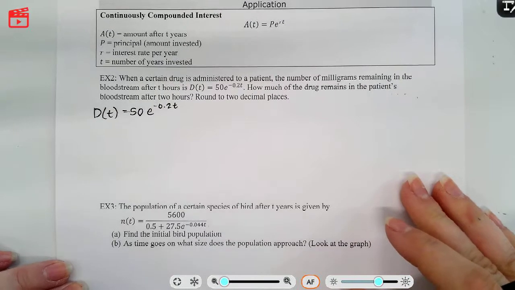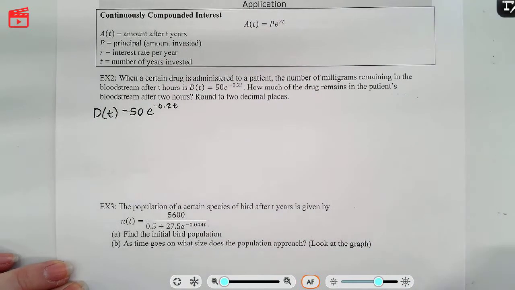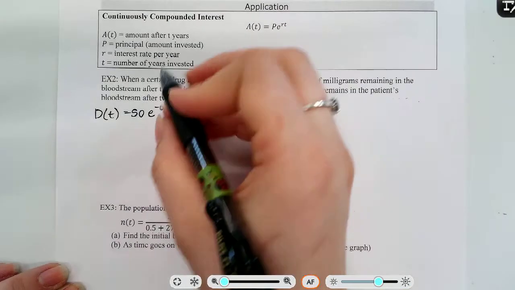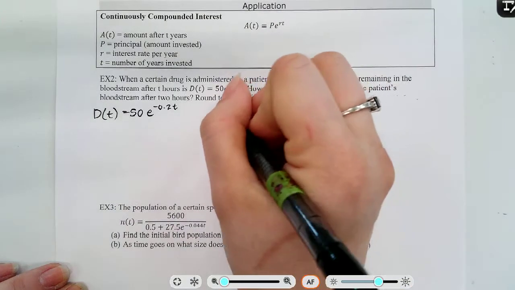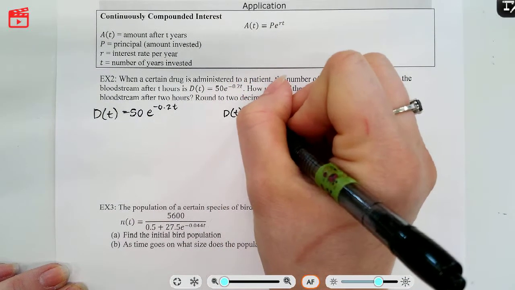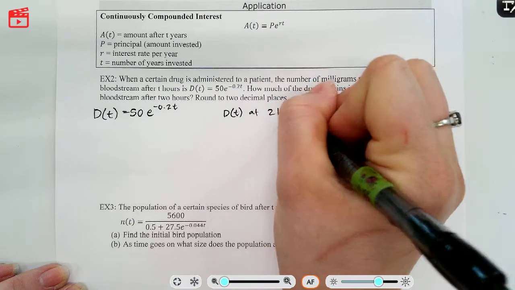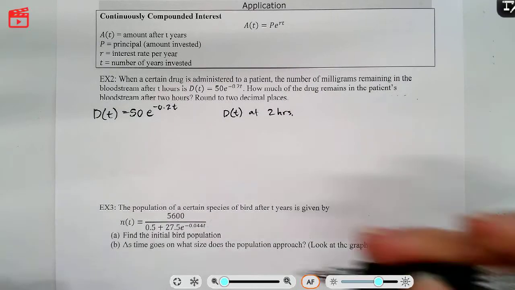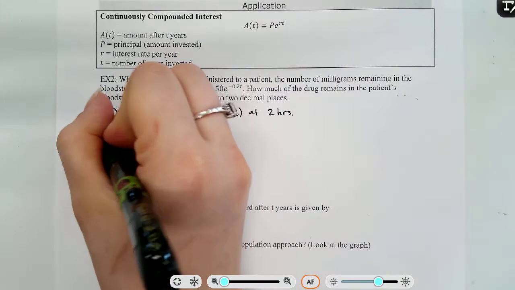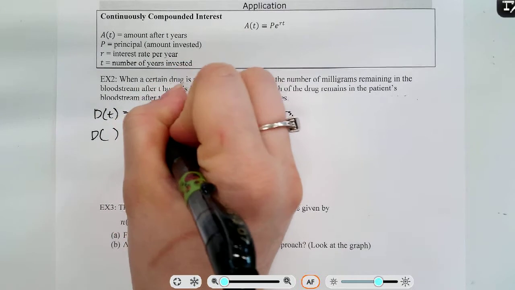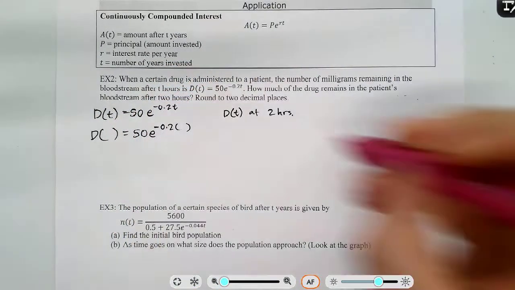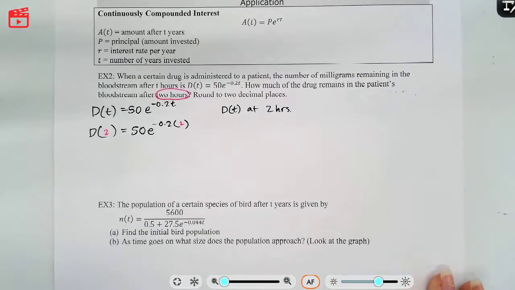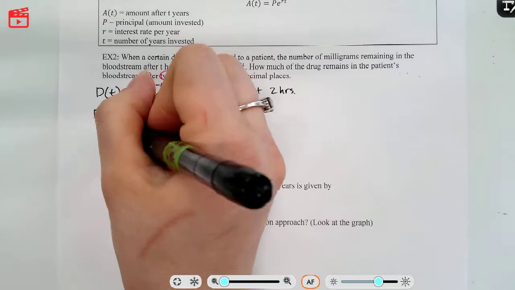All right. So how much of the drug remains in the patient's bloodstream after 2 hours? Okay, so here we go. We're given 2 hours, and we want to know D of t after 2 hours. So we're going to plug in 2 for t and solve. So that's going to be D of 2 equals 50 e to the -0.2 t, and I want after 2 hours. All right, so plugging that in to our calculator.